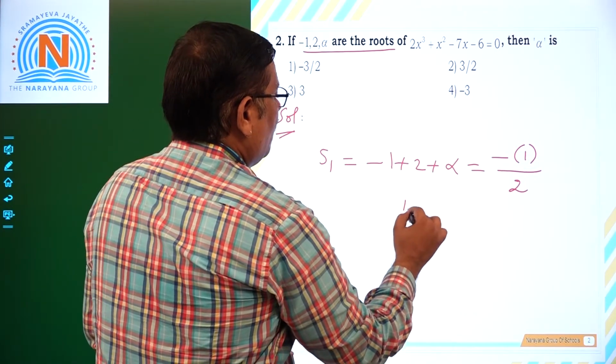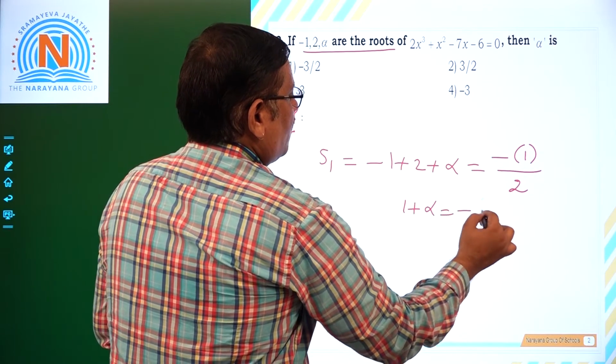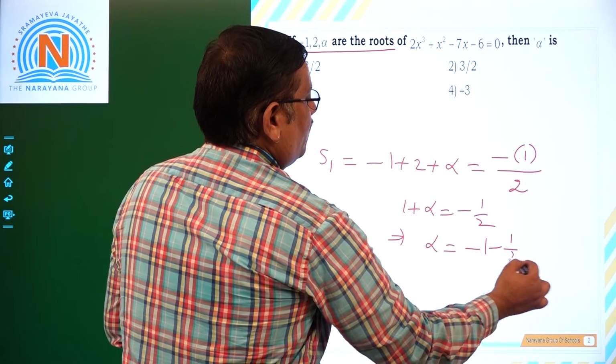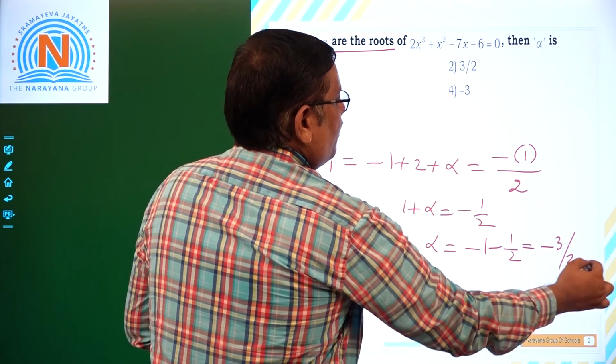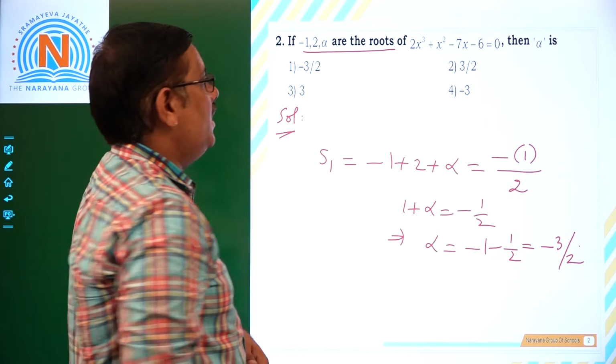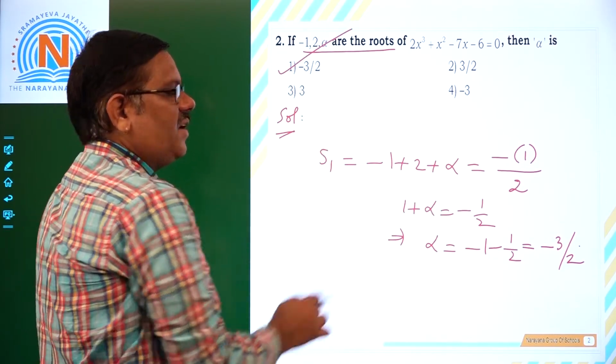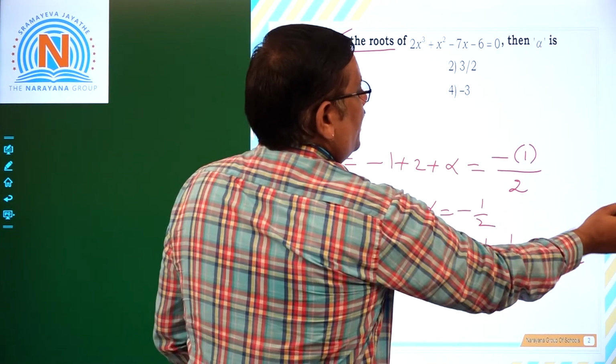So what do you have now? 1 + alpha is -1/2. It implies alpha is -1 - 1/2, which is nothing but -3/2. So what is the value of alpha here? -3/2. That is nothing but the first option. Using S1 we are finding the answer. Now let us see the next question.